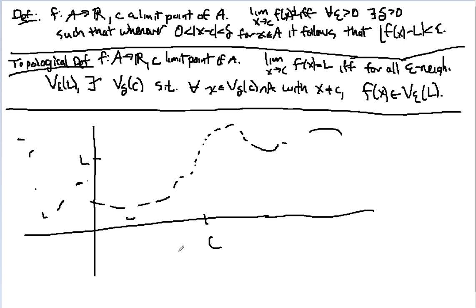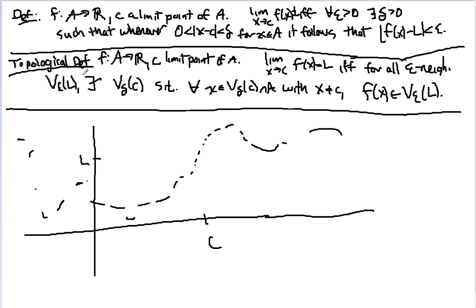This is a discussion of the definition of a limit of a function. The standard definition is: if you have a domain A and c is a limit point of A, the limit as x approaches c of f of x equals L if and only if for all epsilon there exists a delta such that whenever x is within delta of c and x is in A, it follows that f of x is within epsilon of L.